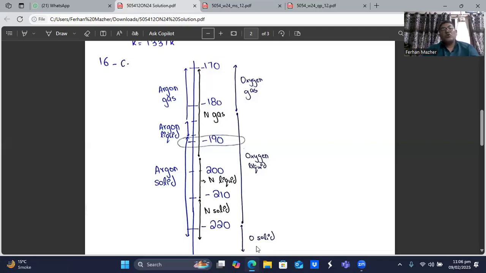So yeah, this portion you can see here. In this portion, the argon will be liquid, the nitrogen will be gas, but this one will be in the liquid state. Gas.